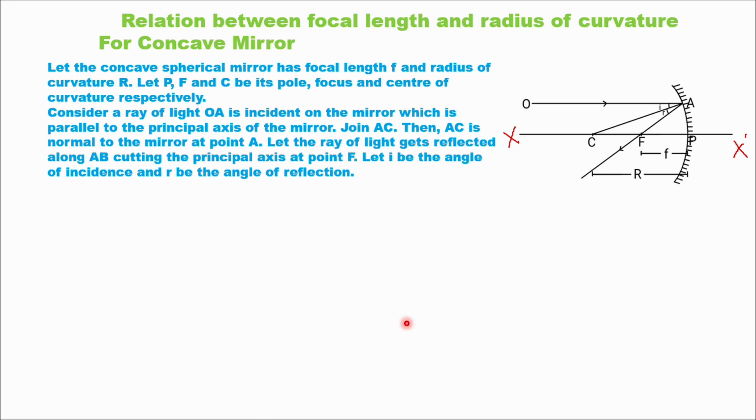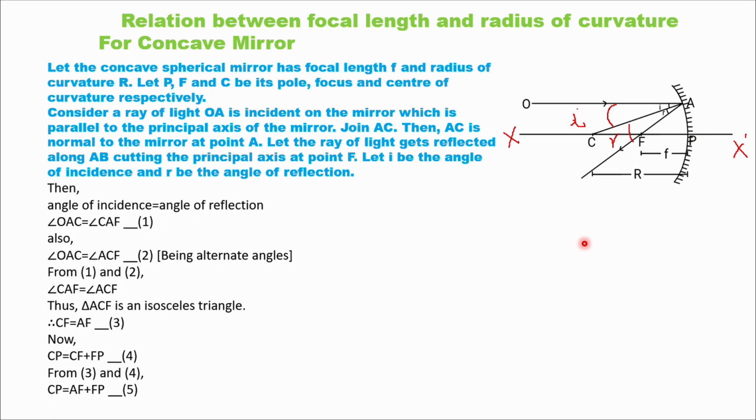So let I be, what does I mean? Angle of incidence, this one. This is I and this is R. So here, what is R? R means radius of curvature, small f is focal length, and C is the center of curvature, F is the principal focus, and P is the pole of the mirror.